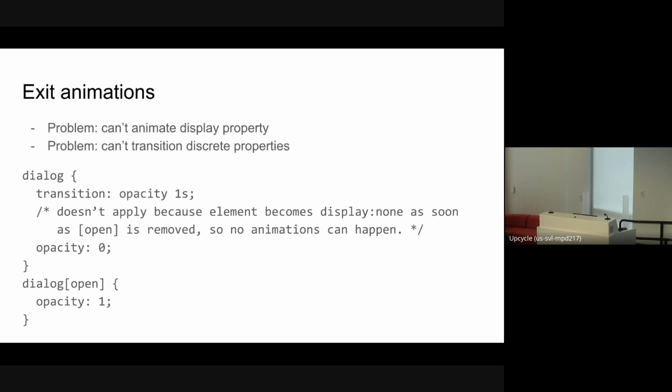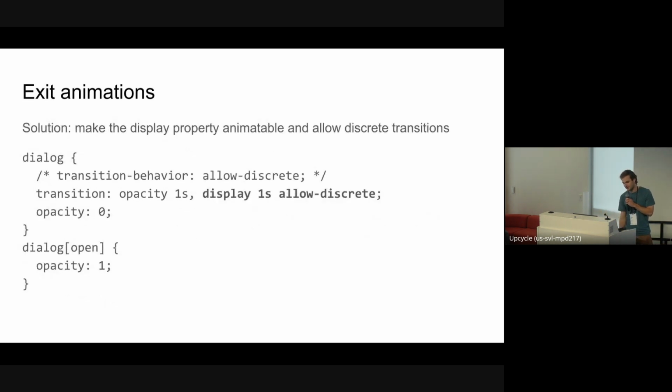And then on top of that, discrete properties like display are not transitionable, and you can't put them in a transition statement. So we added a shorthand to transition called allow discrete. By adding this and also making display animatable, you can now just have it all in one transition, like this rule right here. So we have display 1 second, allow discrete, and this basically asks the animation system to keep display block while we do this opacity transition alongside of it. And then we have an exit animation.